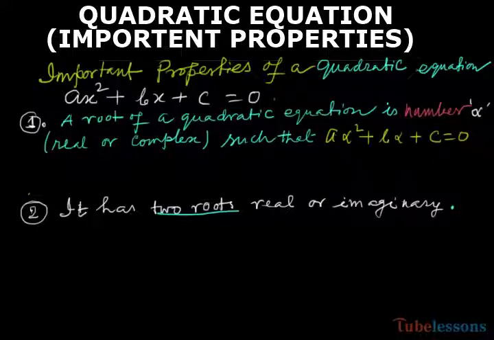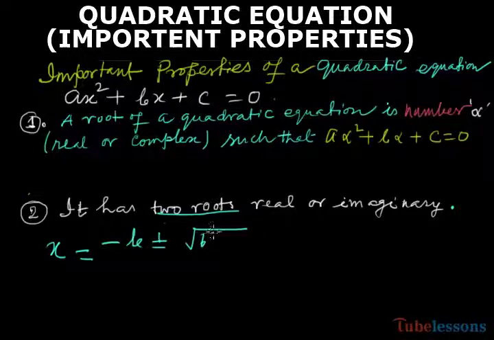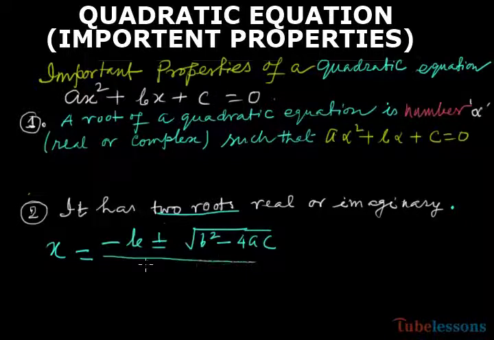Which are the two roots? The roots we get by the formula x is equal to minus b plus minus root over b square minus 4ac by 2a. This is called quadratic formula.